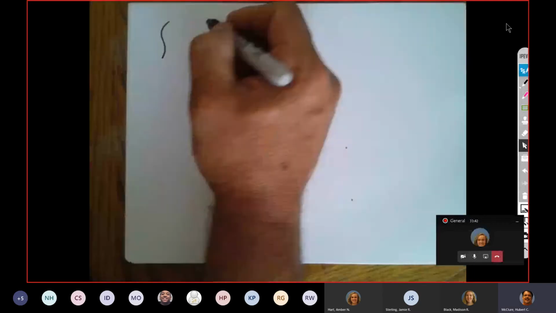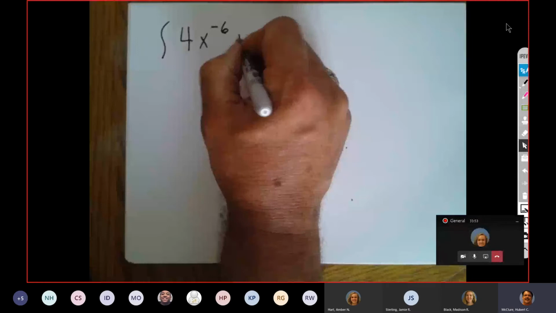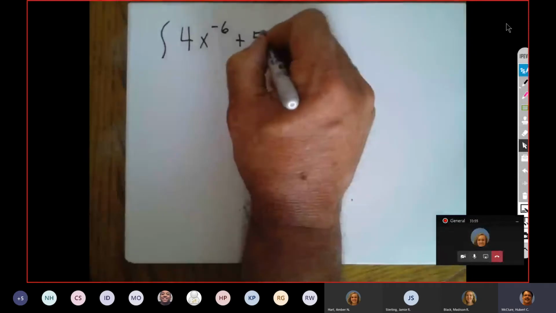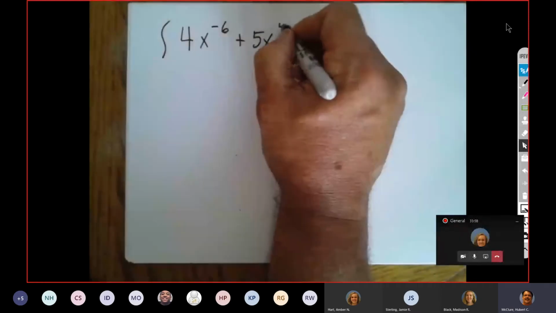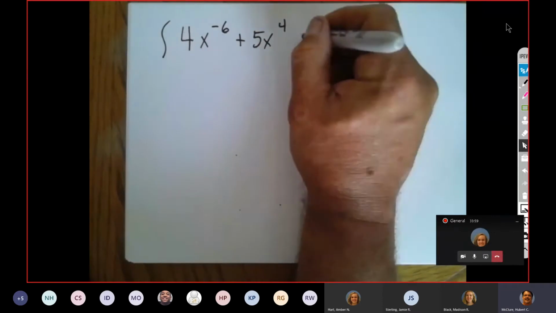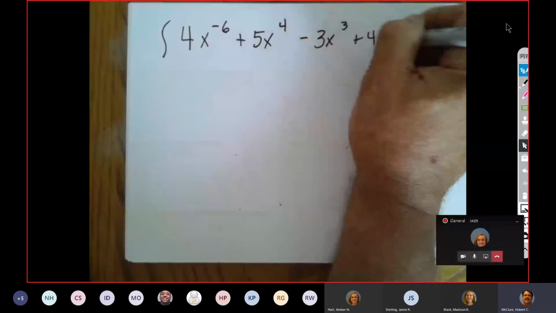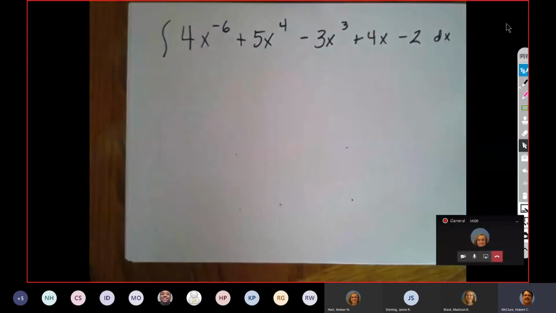So let's go with the antiderivative of 4x to the negative 6 plus 5x to the fourth minus 3x to the third plus 4x minus 2 dx. And this is a 3 or a 4. In other words, you've got some things in here that you need to address.